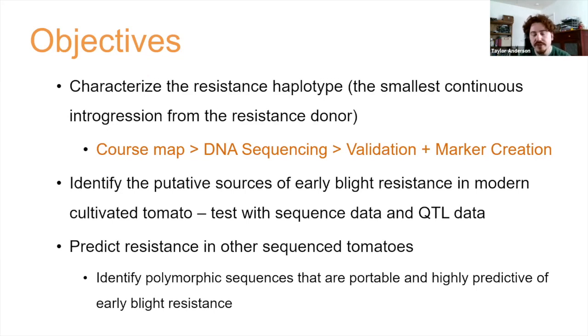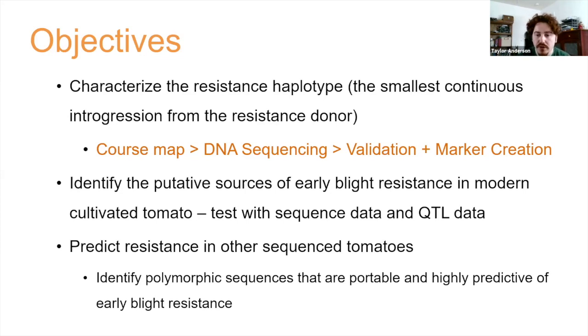And from a practical breeding perspective, we don't really need to know the causal variants, and I would argue it's good enough just to find the smallest extant resistance-bearing haplotype, or the smallest introgression from the ancestral resistance source. And then from there, you can design markers that are specific to that haplotype, and these markers should be capable of predicting resistance across breeding programs, regardless of the recent ancestry.